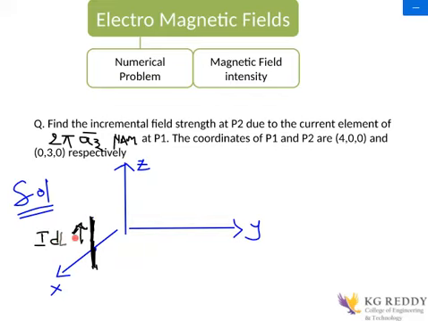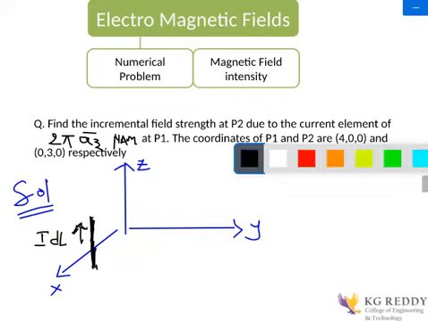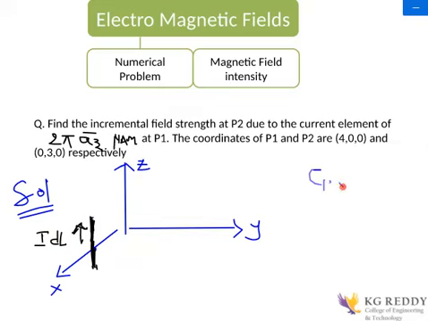This is I dl, because the current element is always written as I into dl. So first of all, let me write the given data. The given data is the current element of 2 pi az. The current element is nothing but I dl, and this is given as 2 pi az. Because it is az, the direction is fixed like this. We'll see a few more examples and how the variations can be there.